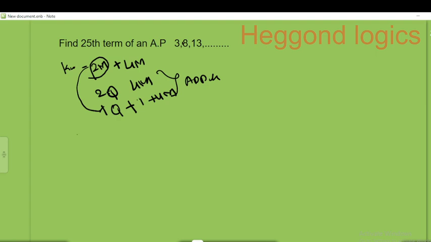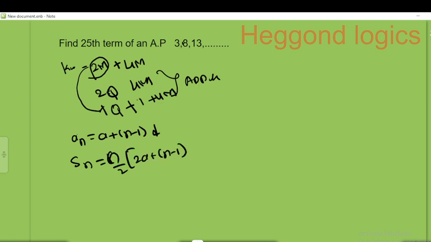There are 2 formulas for the 2 marks questions. First one, an formula: an is equal to a plus n minus 1 into d. And the second formula, Sn is equal to n by 2 in the bracket 2a plus n minus 1 into d.